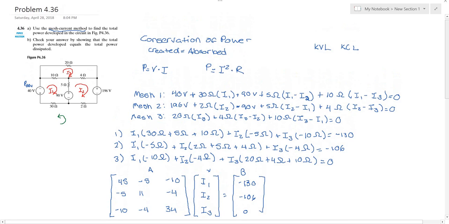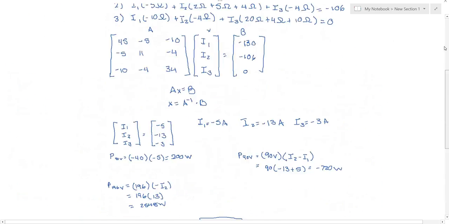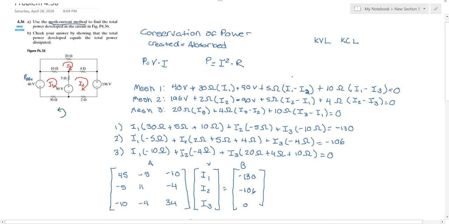That also helps a lot in the test when you guys have to do this kind of thing. It helps a lot to check the other end of the spectrum. Alright, thank you for listening, and this is a tutorial for problem 4.36. Thank you.